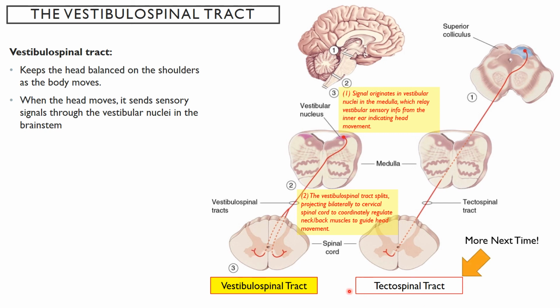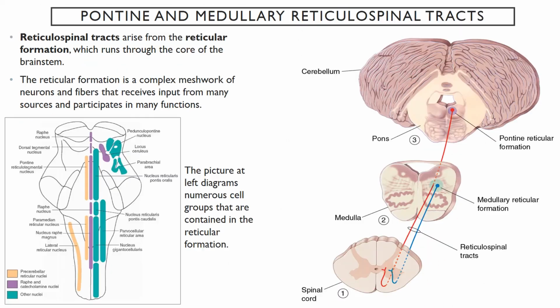There's also the tectospinal tract, which involves projections from the superior colliculus. Remember, the superior colliculus, as we learned, receives input from the eyes. That's one big part of what the superior colliculus is important for. But it also has motor output to help regulate control of muscles in the head, shoulders, and the eyes. And we're going to learn about that next time.